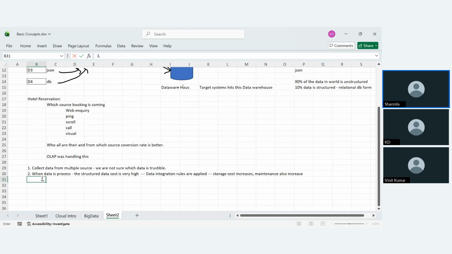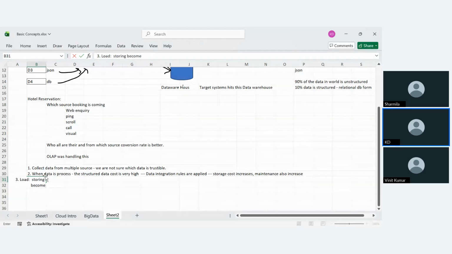Yes. Okay, so here, when data maintenance increases, because of that, the loading part, where there is storing of the data, becomes costly in the warehouse.